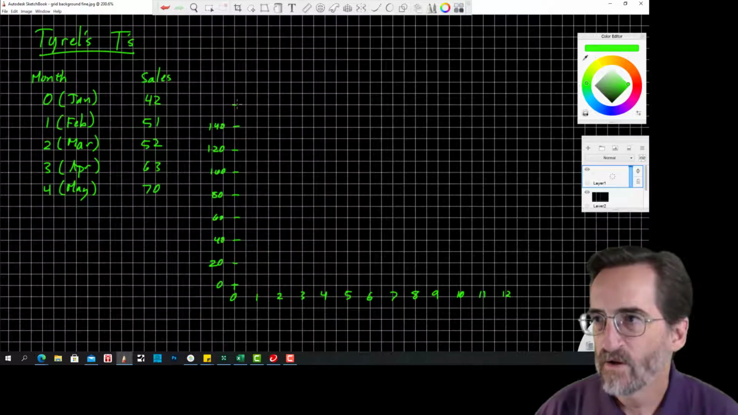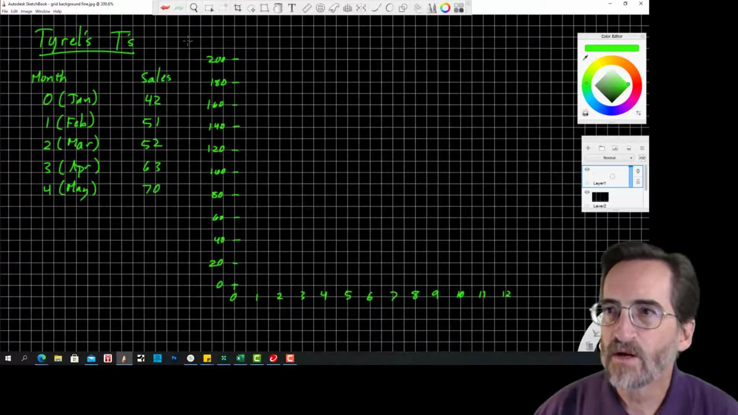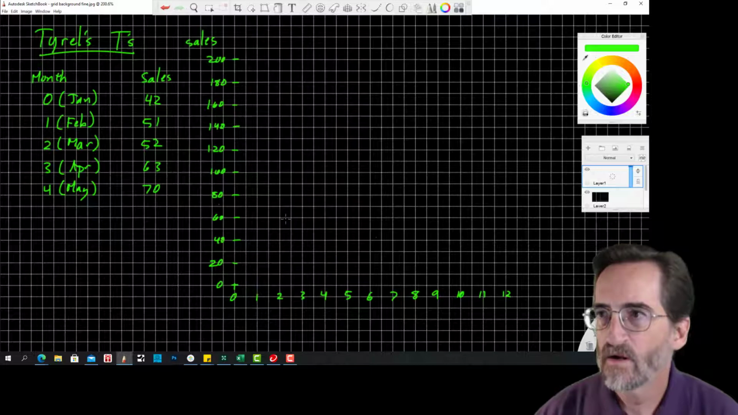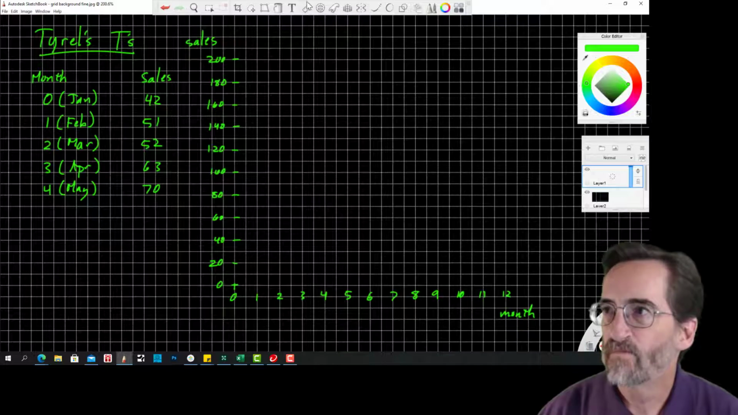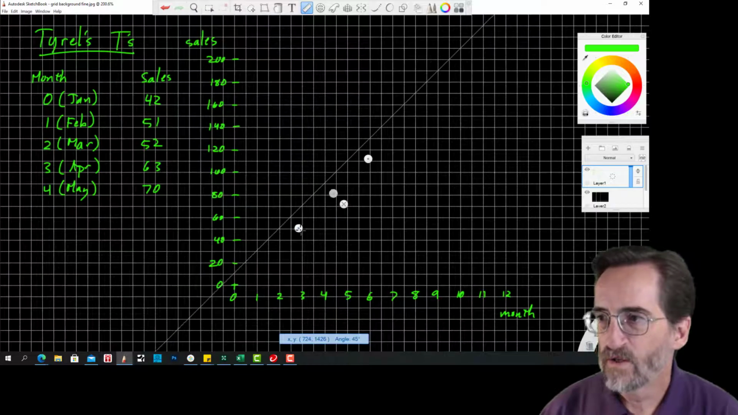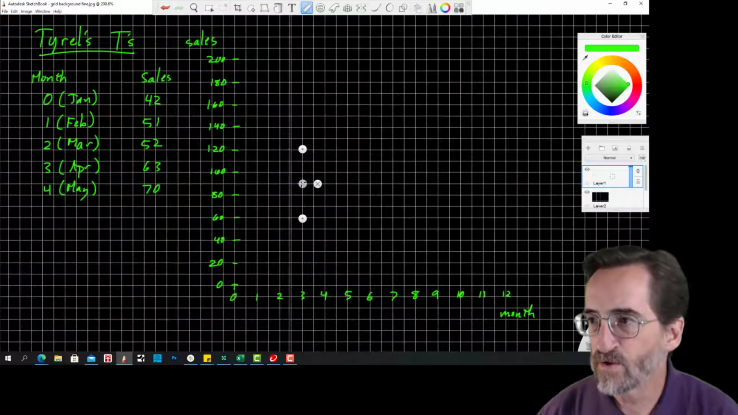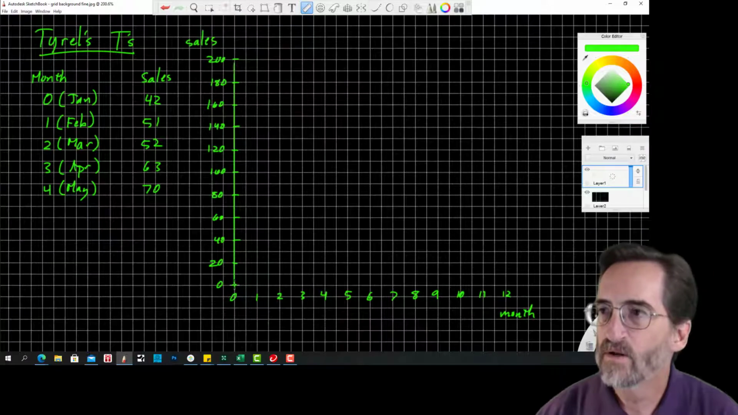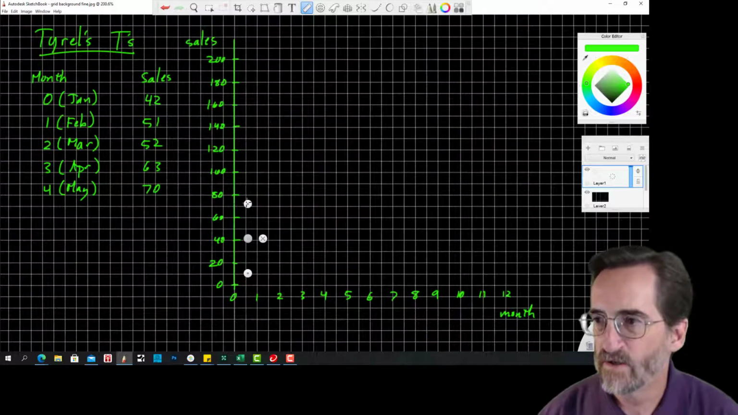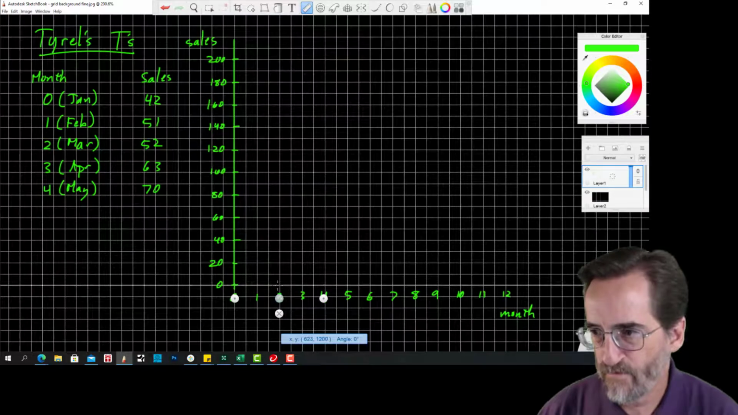140, 160, 180, 200. Okay. So my vertical scale is sales. My horizontal scale is month. Grab my straight edge here. When you do your graph, you can do your graph in Desmos. That would work. You can do your graph on graph paper, just photograph it and attach it, or insert it in a Word document. There's lots of ways to do that.